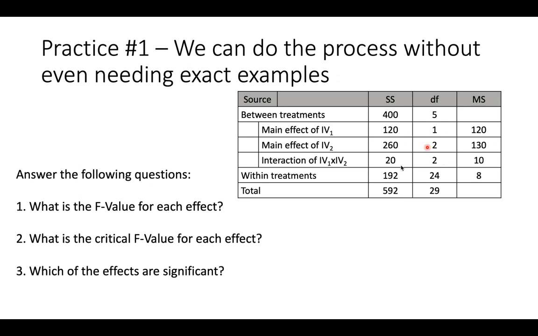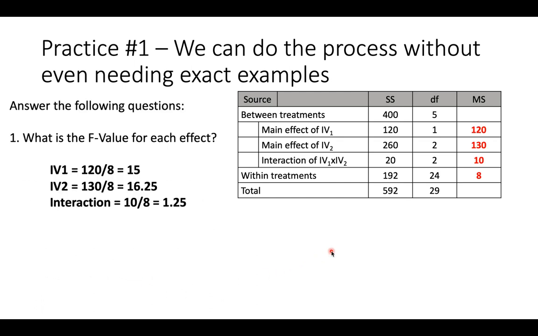Once we go to make decisions about significance, we'll end up looking up 2 different critical values: one critical value for variable 1, and a different critical value for the main effect of variable 2 and the interaction. But first, I want us to answer these 3 questions. We're going to learn how to calculate our F from these mean squared, practice finding critical values, and then determine which effects are significant. So let's calculate those F values.